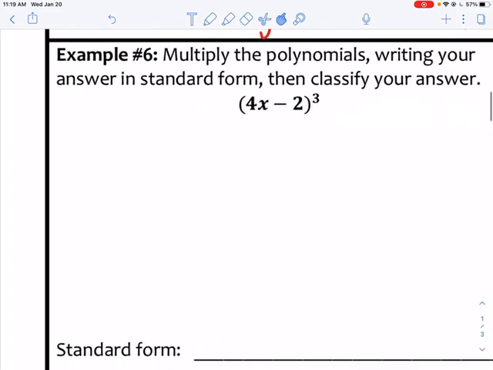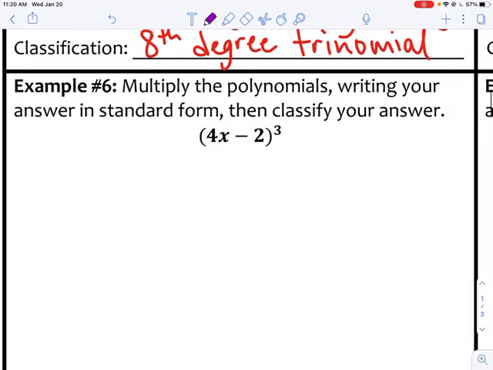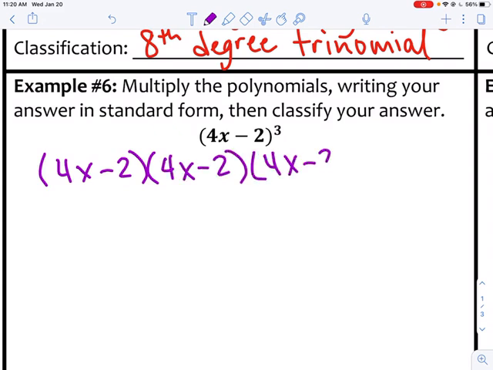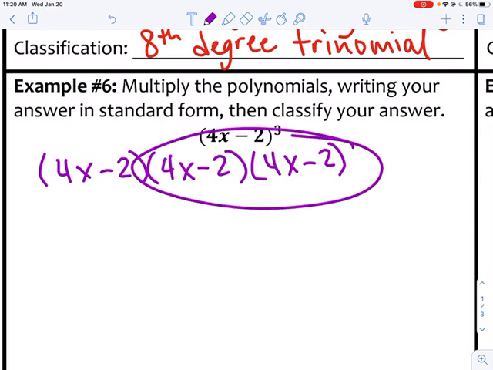All right, let's check out a couple more of these. So I'm going to multiply this one out. Again, just like before when we would work on these, this means we have to write this 3 times. All right, so here's what I would suggest doing: I would go ahead and just multiply 2 of these out and leave the other one out. Then we'll multiply that one in after.